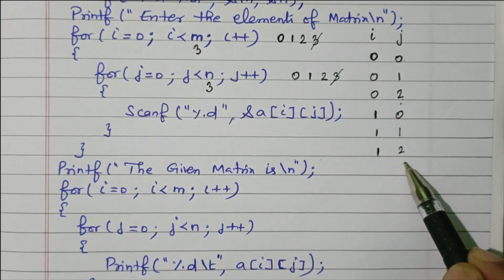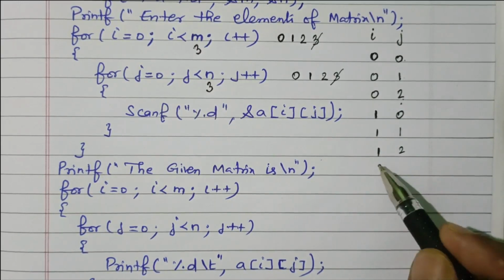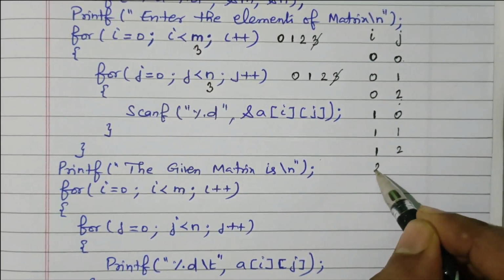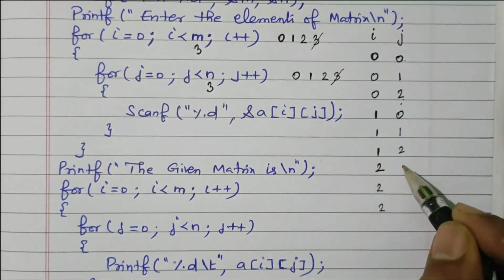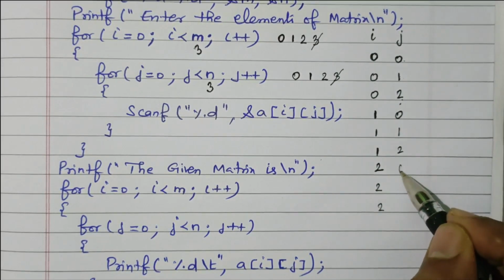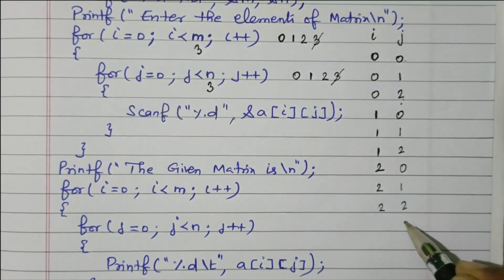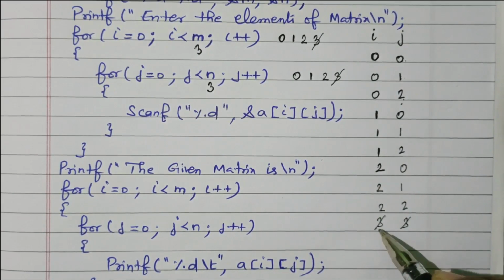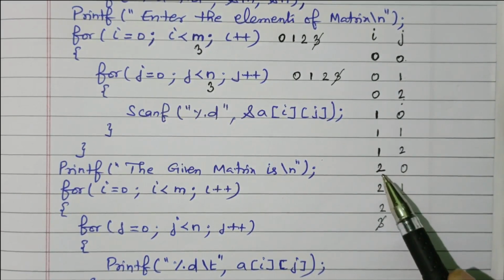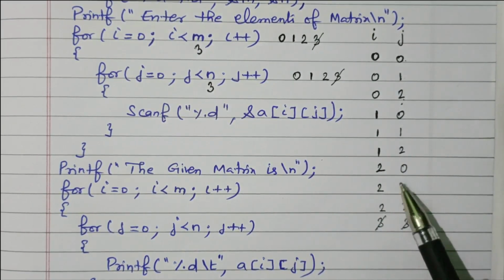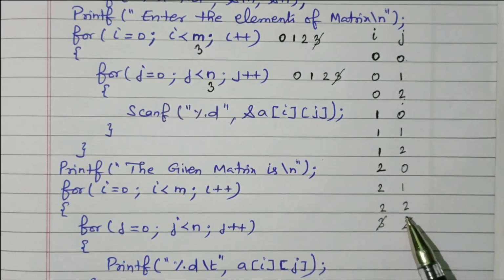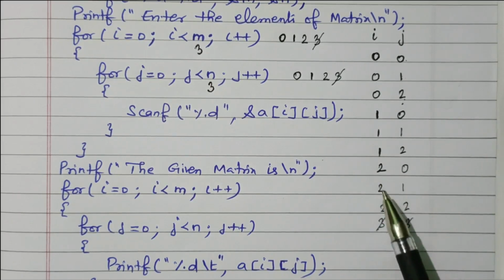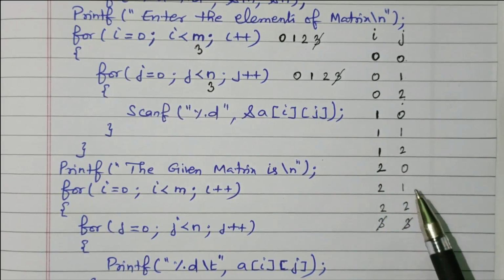So 3 means terminated. It will go to the outer loop. Outer loop is incremented, I is incremented to 2, right? Again the inner loop is executed 0, 1, 2. 3 means terminated. See this, the 7th element is stored in 2, 0. 8th element stored in 2, 1. 9th element stored in 2, 2. What does that indicate? This 2 indicates the third row. This 0, 1, 2 indicates first column, second column, third column, right?